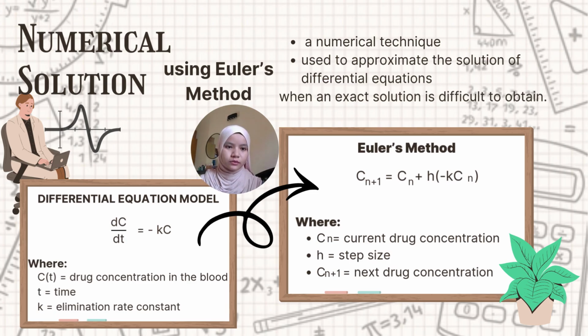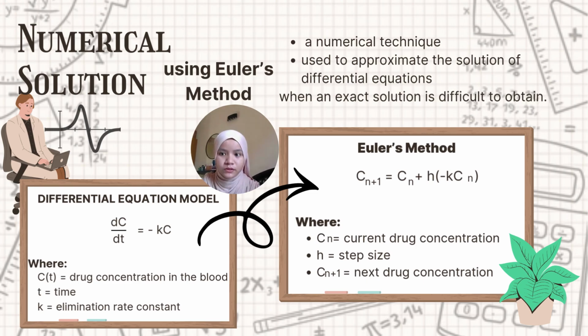First of all, we need to know that Euler's method is a numerical technique that is used to approximate the solution of differential equations when an exact solution is difficult or impossible to obtain. In this assignment, we use the following differential equation model, which is dC/dt equals negative kC, where C(t) represents the drug concentration in the blood, t is time, and k is the elimination rate constant. This model shows that the drug concentration decreases at a rate proportional to its current concentration.